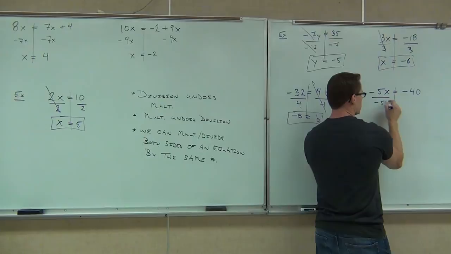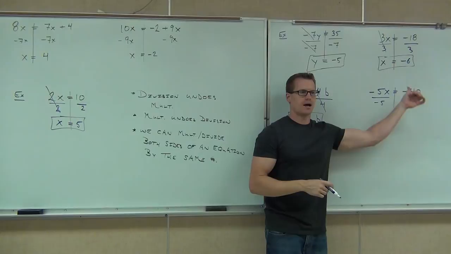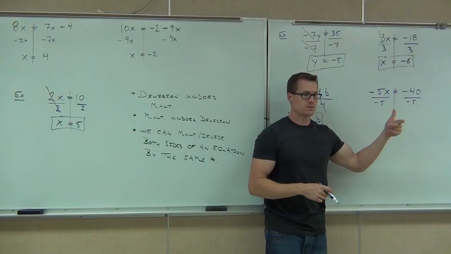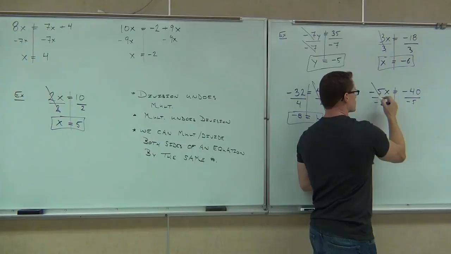Here, what's going to happen on the left-hand side? What happens? You end up with x. Good. Why? Because the negative by the negative equals 1. Very good. And 5 divided by 5 equals how much? 1. Good. That's why this whole thing even works. You're creating a 1 on the division. That's leaving you with an x because you didn't touch the x.